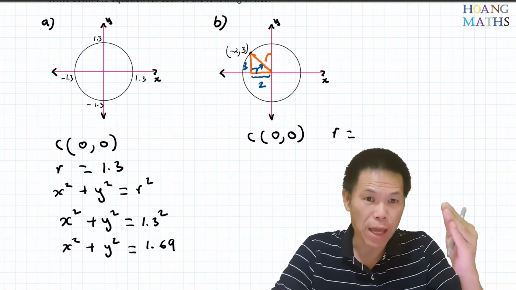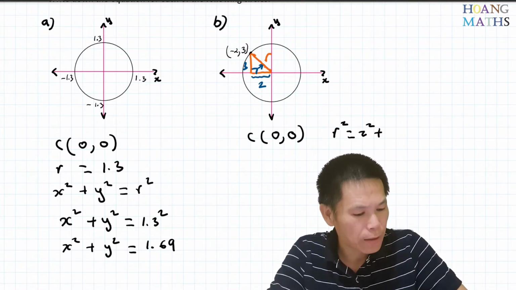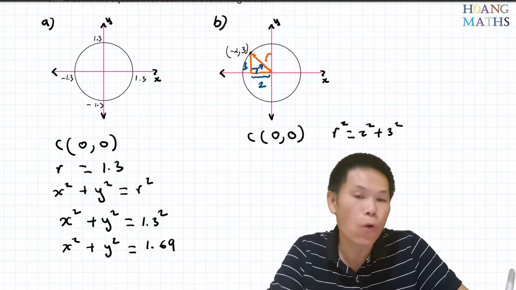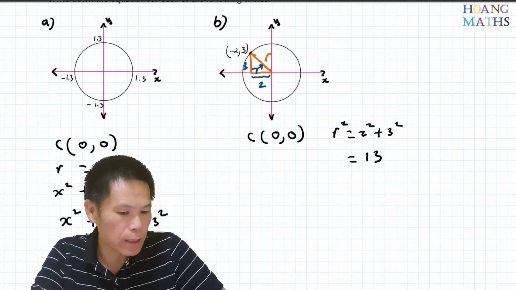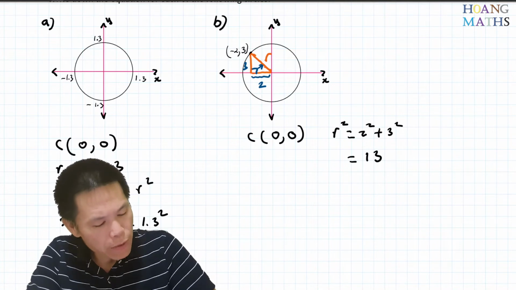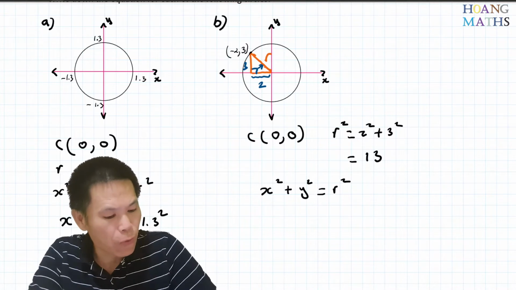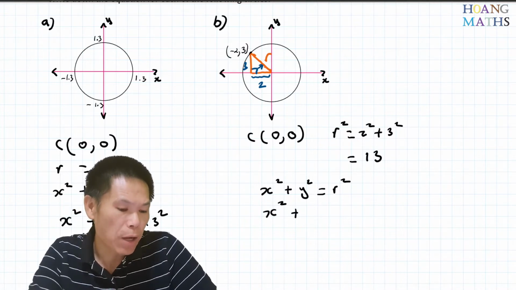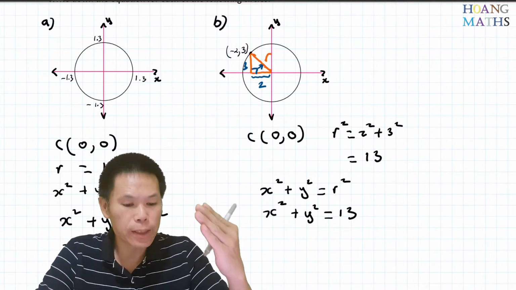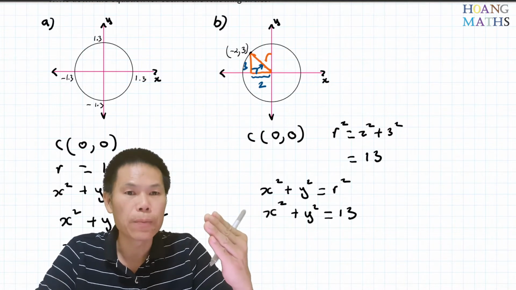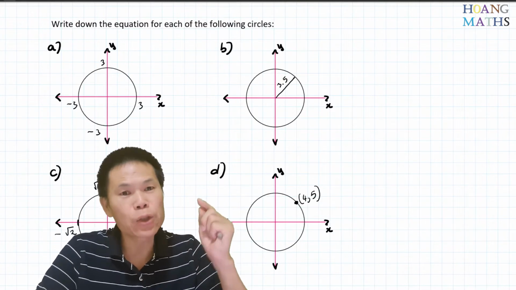So from the Pythagoras theorem, the radius squared is equal to 2 squared plus 3 squared. 2 squared is 4, plus 3 squared is 9, so the answer is 13. We know that X squared plus Y squared is equal to R squared, so the equation for this is X squared plus Y squared is equal to 13. There you go, this is the equation of this circle here. Now, please pause the video and try this one yourself.